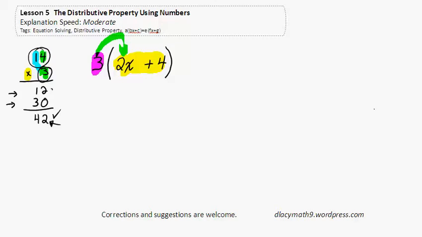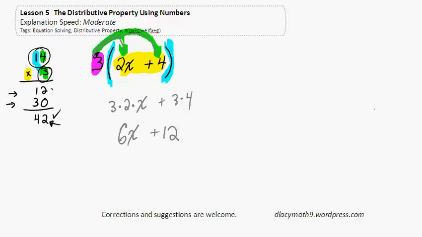3 times 2x, and then 3 times 4. So first of all, it is 3 times 2 times x, which I would just write as 6x. And then it's 3 times 4, which is 12. This allows us to get rid of brackets, and we're going to use that throughout the main lesson associated with this, with lesson 5.